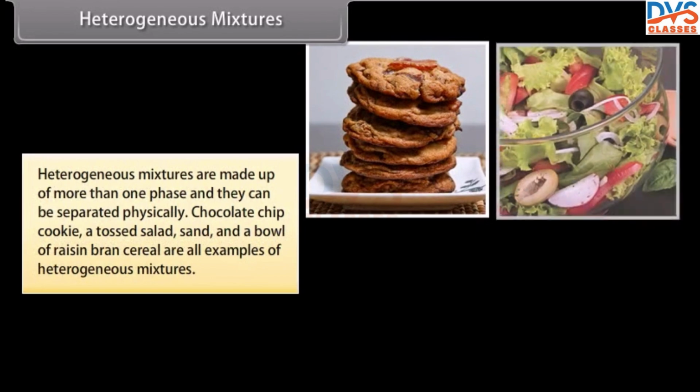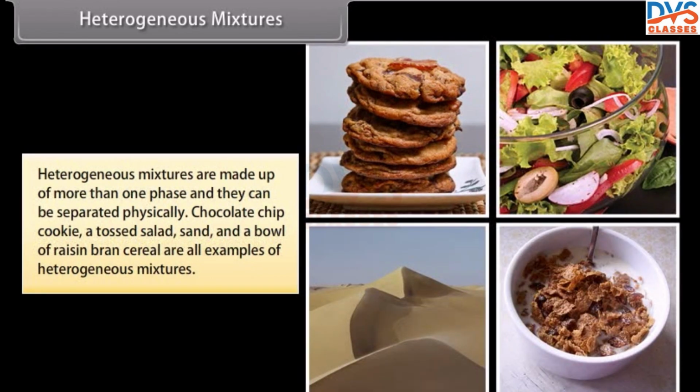Heterogeneous mixtures. Heterogeneous mixtures are made up of more than one phase, and they can be separated physically. Chocolate chip cookie, a tossed salad, sand, and a bowl of raisin bran cereal are all examples of obvious heterogeneous mixtures.